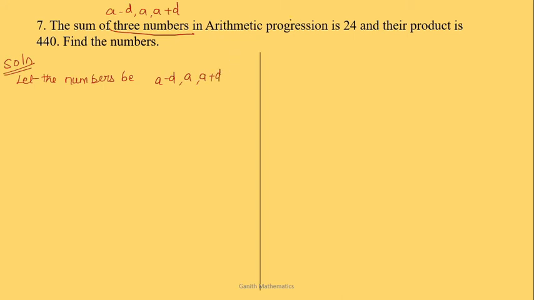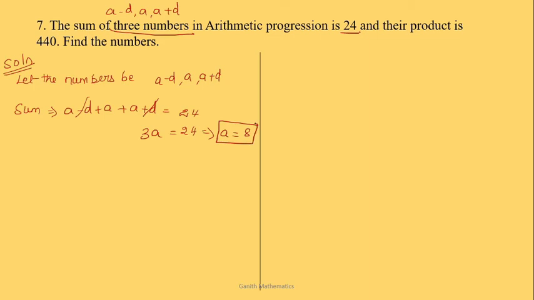What they have given is that the sum of the three numbers is 24. Sum means addition. So A minus D plus A plus A plus D, that is 24. So we know that plus D and minus D will get cancelled. So 3A is equal to 24, which implies that our A is equal to 8.